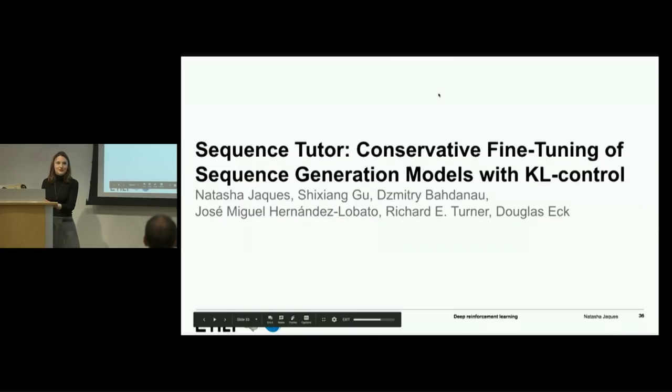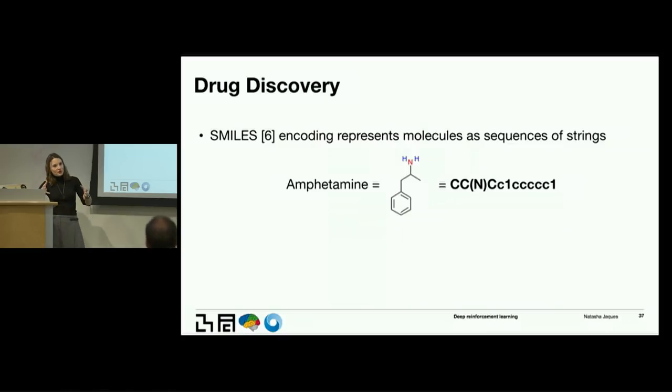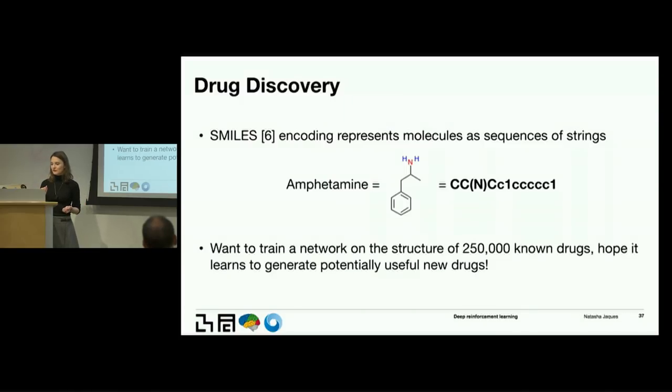This is the transfer learning from data to RL, but the application that I'm looking at here is actually a drug discovery application. It turns out that you can encode molecules as sequences of strings using this SMILES encoding. You can see amphetamine here is this sequence CCNCC, and so on. We know that deep learning is really good at modeling sequences. So wouldn't it be cool if we could shove all those known drugs, 250,000 of them, into a deep neural network and then generate new sequences and see if they turn out to be cool drugs?